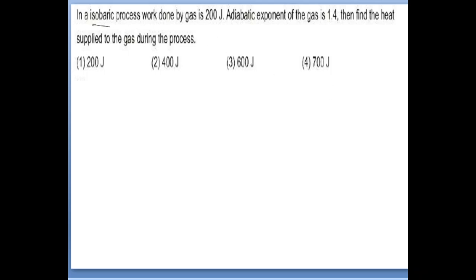See here what information is given. The process is isobaric, which means pressure is constant. The work done by the isobaric process is 200 joules. The adiabatic exponent of the gas is 1.4. Find the heat supplied by the gas during this process. In an isobaric process, pressure is constant, so the heat is n Cp dT. This is the heat energy formula.